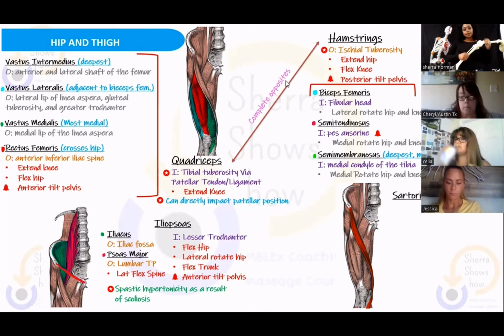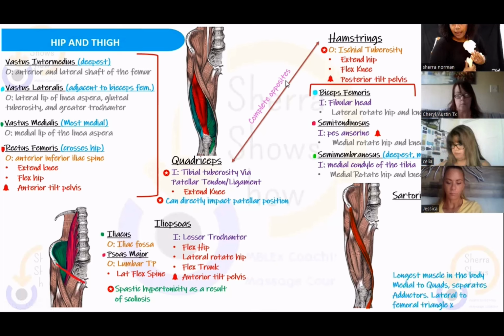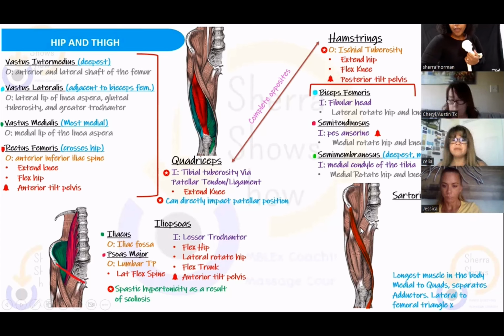Sartorius, trusty sartorius. Longest muscle in the body, okay? It is medial to the quads. It is lateral to the femoral triangle. Please remember that. Remember, the femoral triangle is an endangerment site because we have the femoral artery, the femoral nerve, femoral vein, I think, as well, and then lymph nodes, all in this area, okay? It is lateral to the femoral triangle.